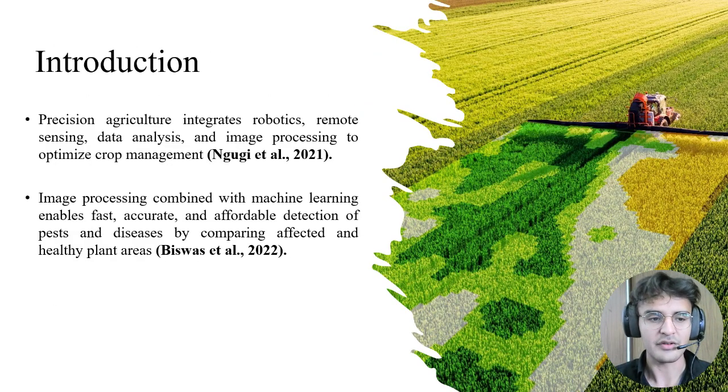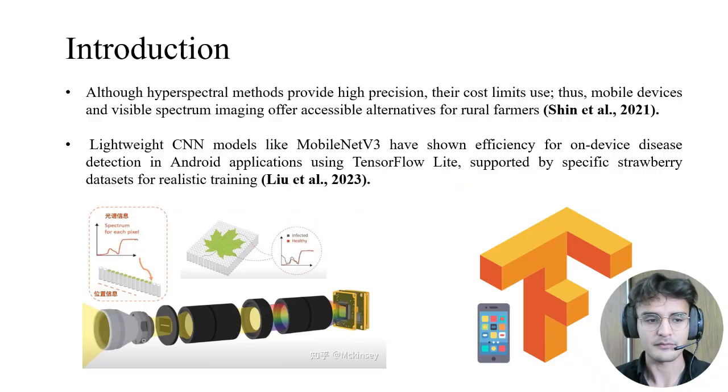For this, precision agriculture integrates robotics, remote sensing, data analysis, and image processing to optimize crop management. Image processing combined with machine learning enables fast, accurate, and affordable detection of pests and diseases by comparing affected and healthy plant areas. Although hyperspectral methods provide high precision, their costs limit their use. Thus, mobile devices and visible spectrum imaging offer accessible alternatives for rural farmers.